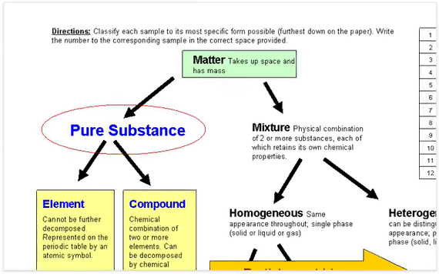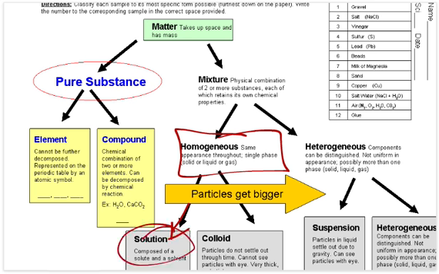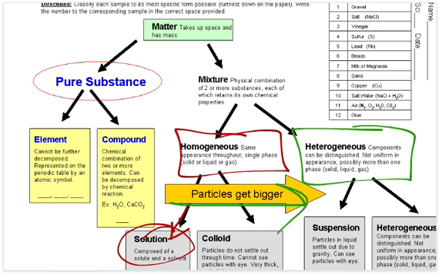On the other side, if it is not an element or a compound, it's a mixture. Mixtures can either be homogeneous, which means they appear uniform, which mostly are solutions. Most solutions are homogeneous. Milk, coffee, soda pop. Heterogeneous means they look like they're different. You can tell that they are not the same stuff. And notice this as particles get bigger, which is true.